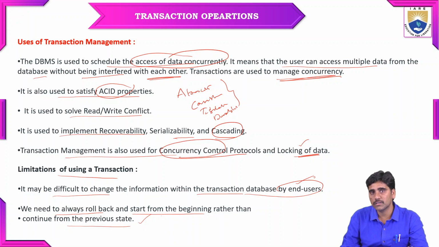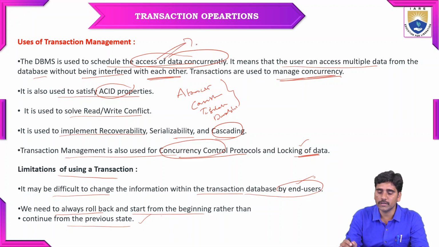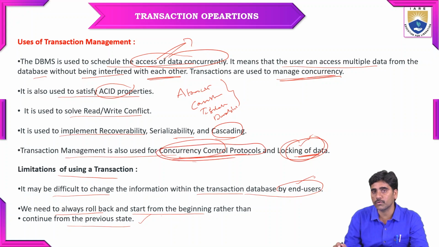What are the uses of transaction management? The main use is to access data concurrently, and this helps us to lock the data also. Transactions apply locks on the data with the help of concurrency control protocols. So implementing concurrency control protocols is one such use of transactions.